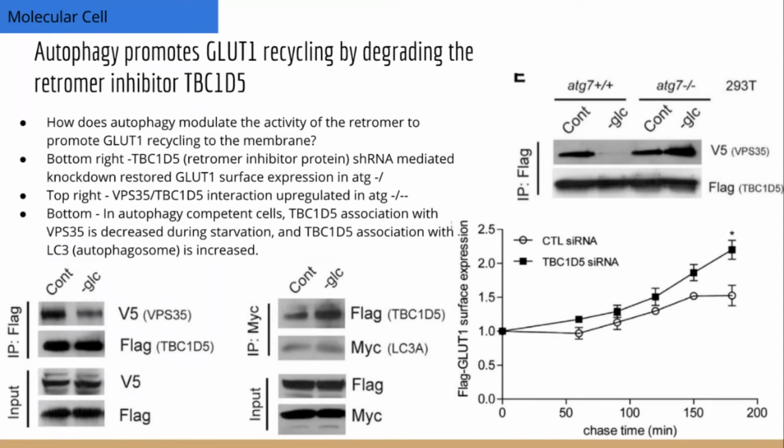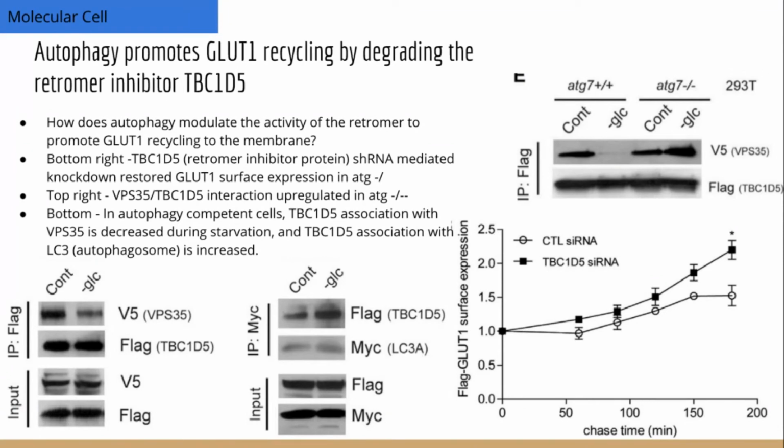How does autophagy modulate the activity of the retromer complex to promote GLUT1 recycling to the membrane? So we learned in the last slide that autophagy-mediated GLUT1 recycling is dependent on the retromer, because if you knocked out the retromer, then the autophagy-competent cells lost the ability to move GLUT1 to the surface and instead began degrading it, just like they did in the autophagy-deficient cells. But we don't know why. We don't know why autophagy is needed to modulate the retromer.